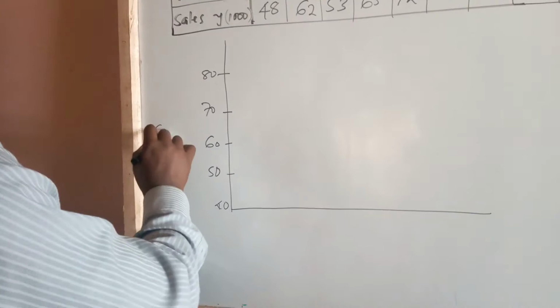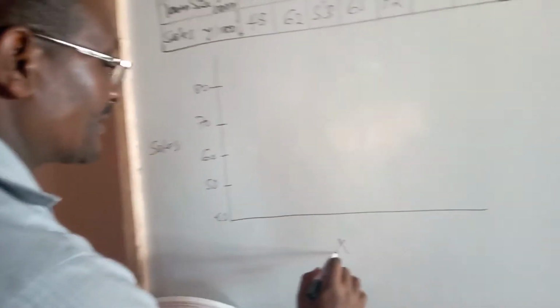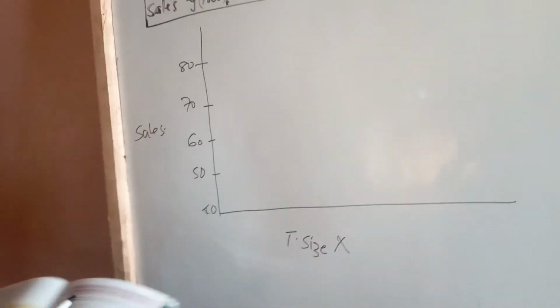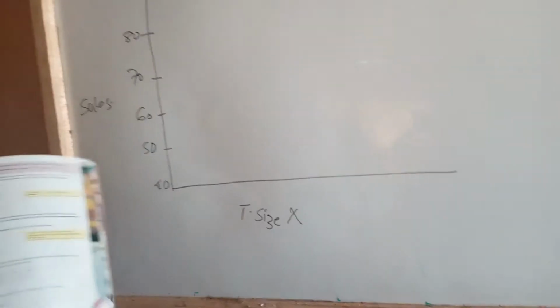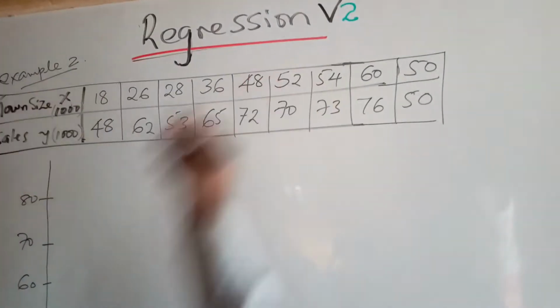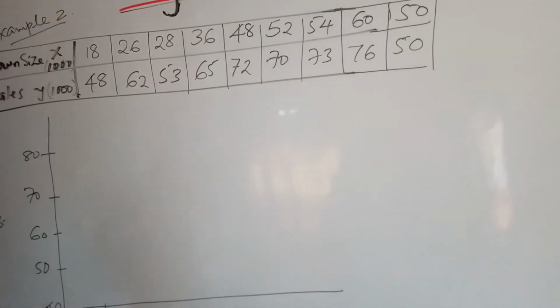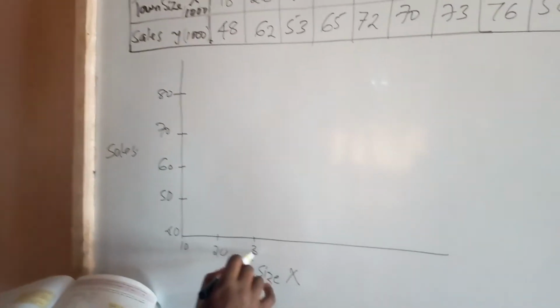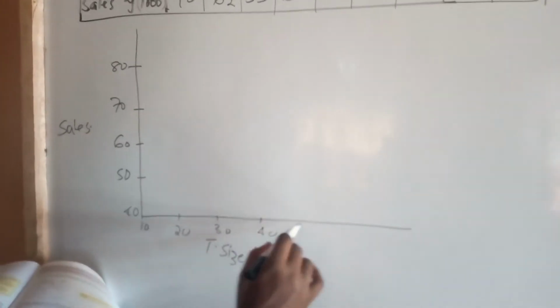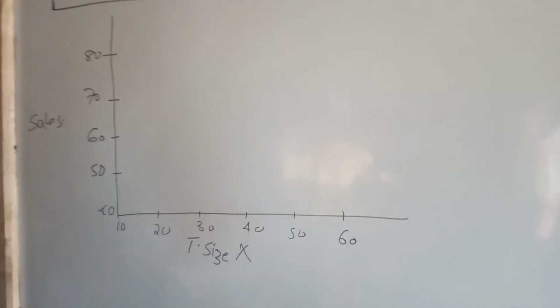These are the sales. What about the town size X? The least is actually 18, and the highest could be around 50-something, 54. So we could start with 10, 20, 30, 40, 50, and 60.